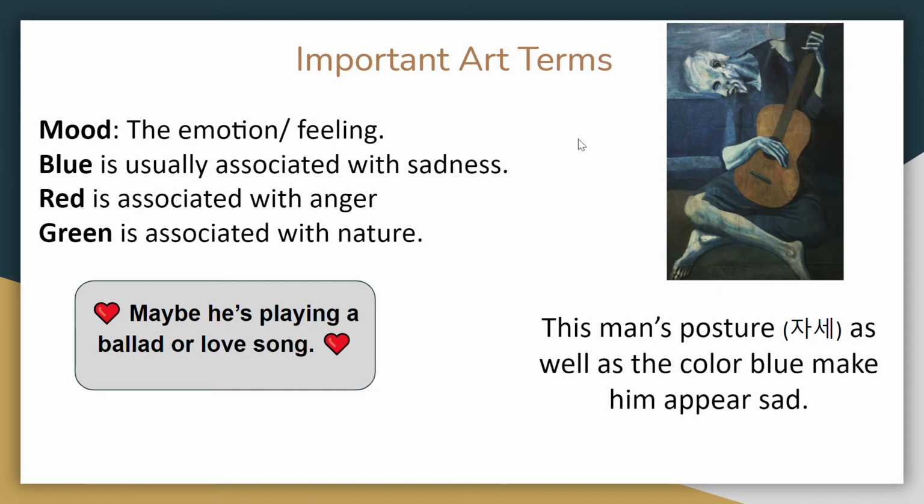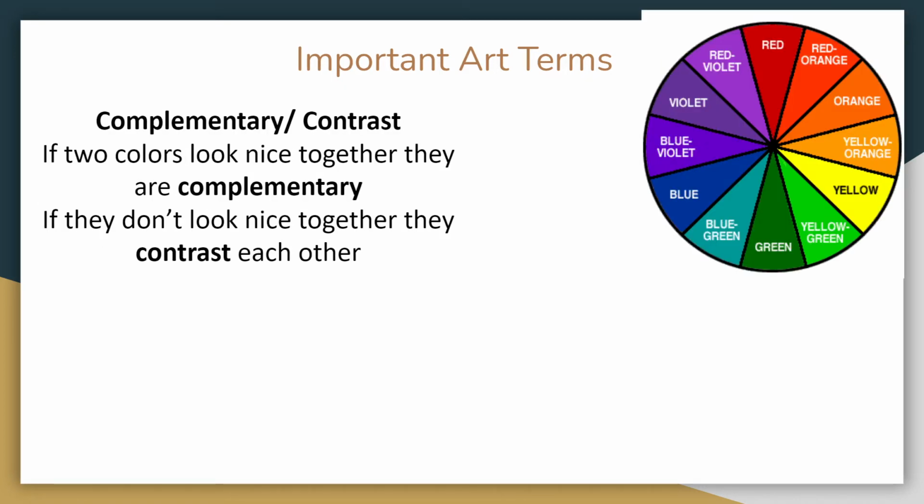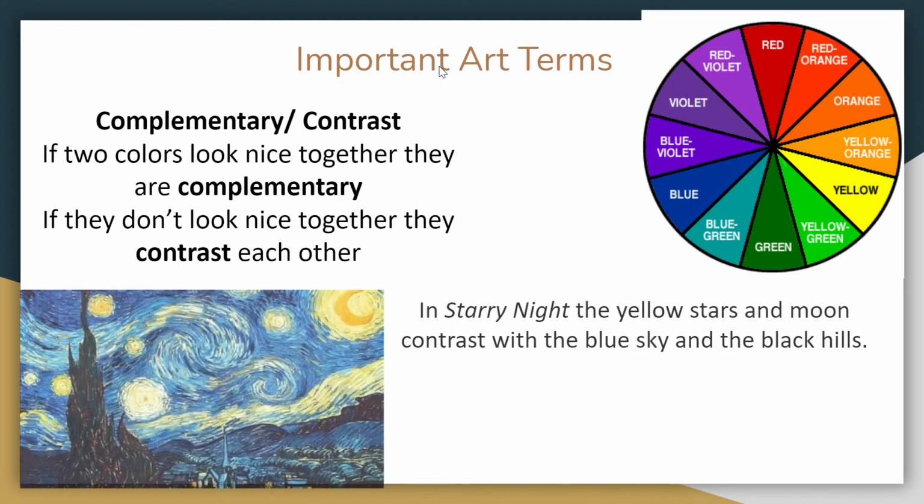So let's move on. Let's keep going here to the next art term. Here we go. Okay. So next up, we have colors. How do you talk about certain colors? Well, you can call them complementary or contrasting colors. Now, if two colors look nice together, they are complementary. If they don't look nice together, they contrast each other.